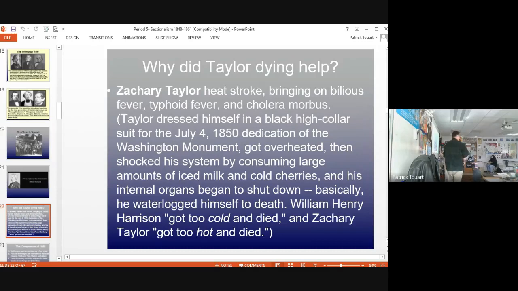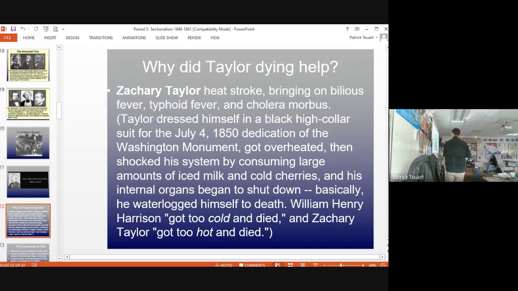We may recall, so far now we've had 2 presidents die of natural causes. It's easy to remember. Harrison got too cold and died. Taylor got too hot and died. All right, so he drank his cherry milkshakes and that killed him. Yes, yeah, that is unfortunate. Right? It seems like a rough way to go, you know, like puking up milk and cherries. So yeah, that Taylor, old Rough and Ready, didn't make it.